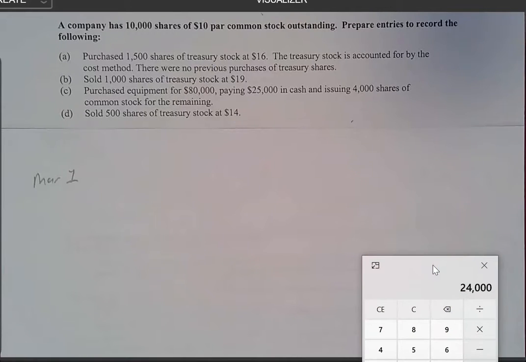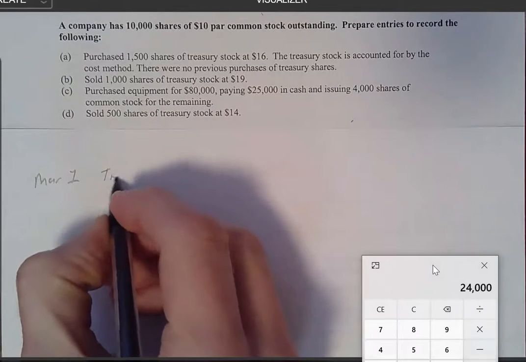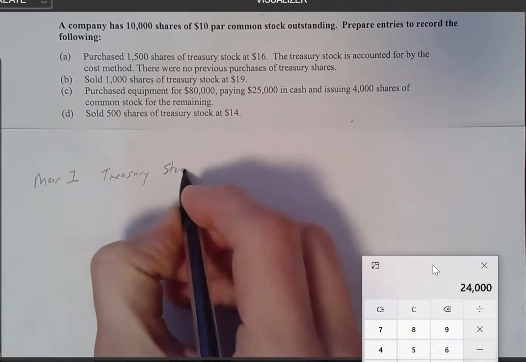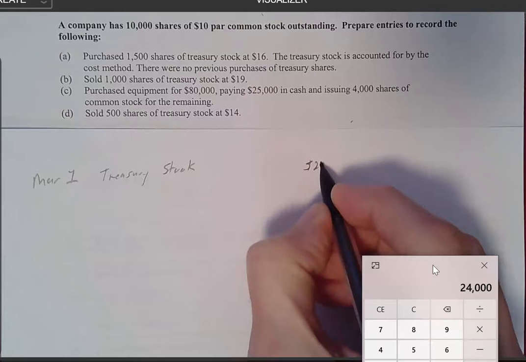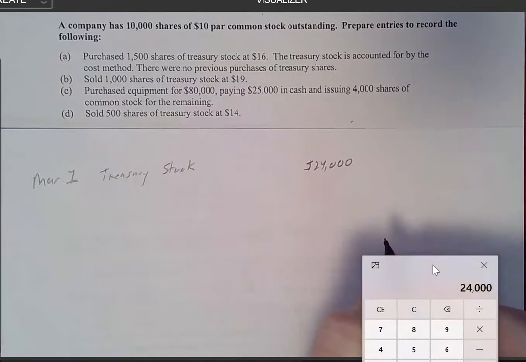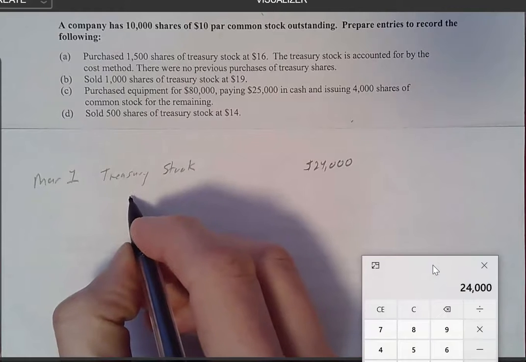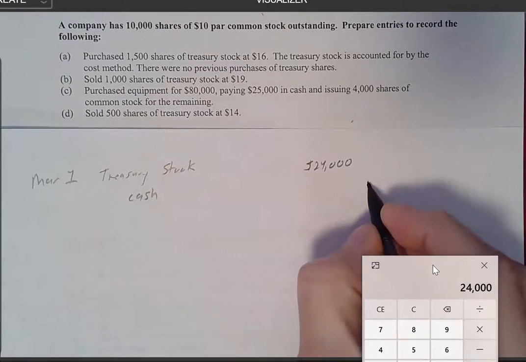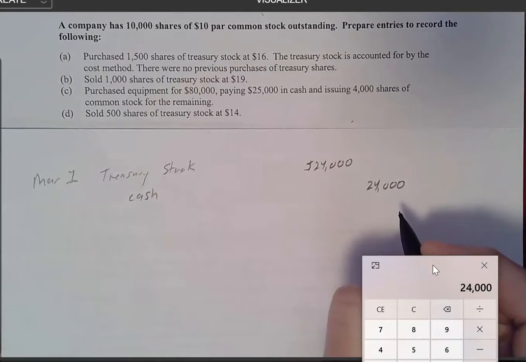So what went up? Treasury stock went up to the tune of $24,000. And we used cash to do that, to make that happen. So we have to credit cash for the $24,000. And that's it.